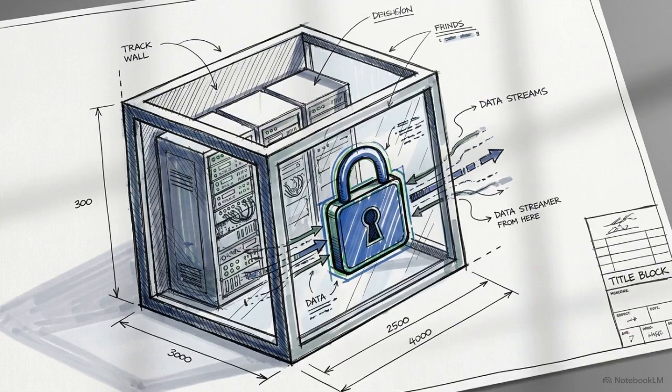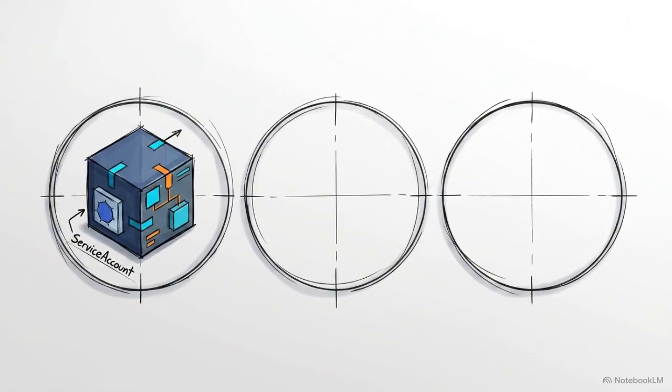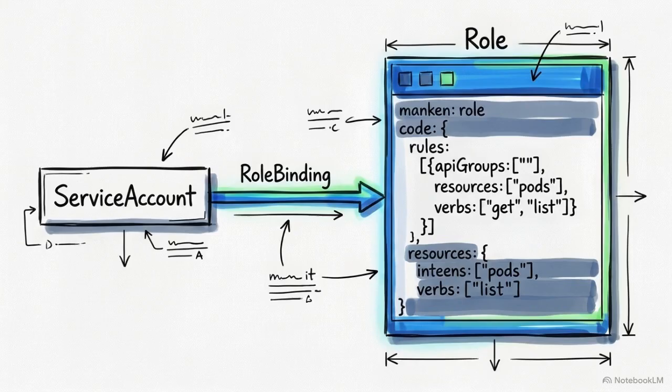With the cluster divided, we restrict what individual users and pods can actually do inside those namespaces using role-based access control, or RBAC. RBAC relies on 3 core components. First, a service account for each pod. Second, a role granting explicit permissions. Third, a role binding connecting the two.